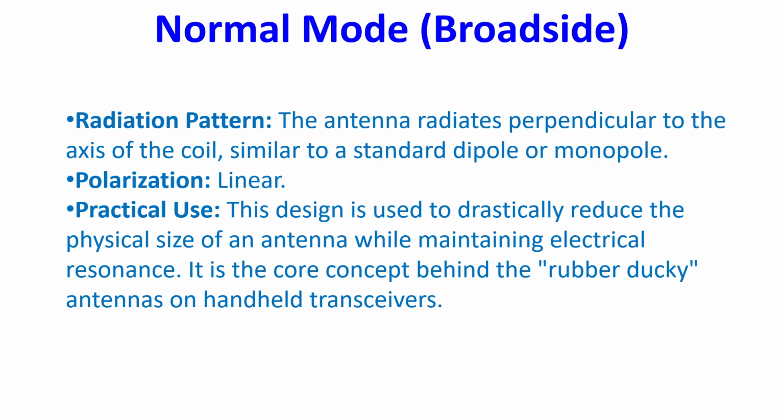In HF applications, winding a wire spirally around a fiberglass mast is a highly effective way to build a shortened vertical whip for lower frequency bands like 80 meter or 160 meter. It allows you to fit a resonant antenna into a much smaller physical footprint, though the trade-off is a significantly narrower bandwidth and lower radiation efficiency compared to a full-sized wire element.